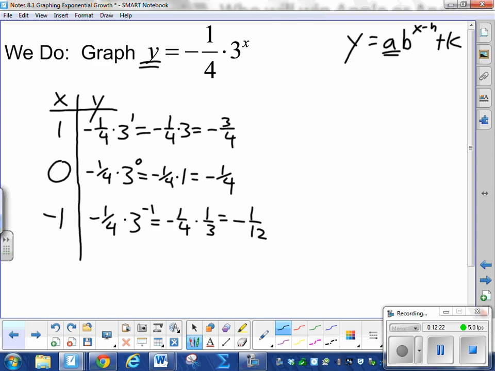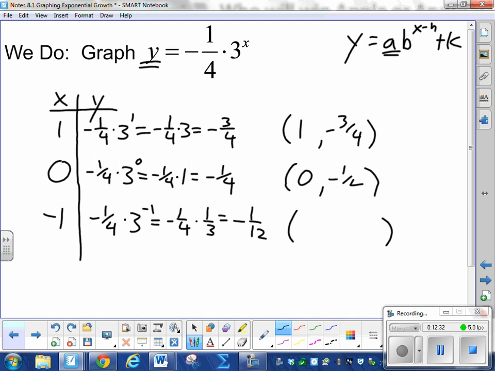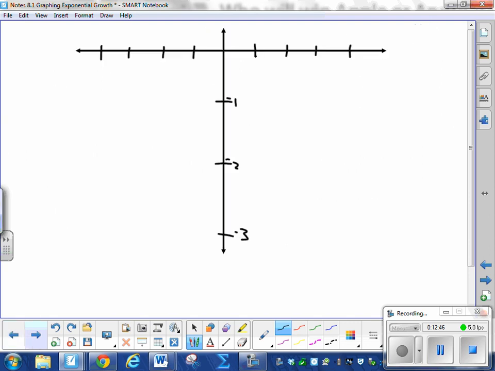Okay, so first point, so let's actually put our coordinates over here. So 1, -3/4. 0, -1/4. Keep in mind too, since these are fractions and we are graphing, if you feel more comfortable with decimals, feel free to switch them to decimals. So -1, -1/12. All right, so let's plot those things. First one is 1, -3/4. So we're going to go over 1, down 3/4, which is about 0.75. So that's about right there, -0.75.